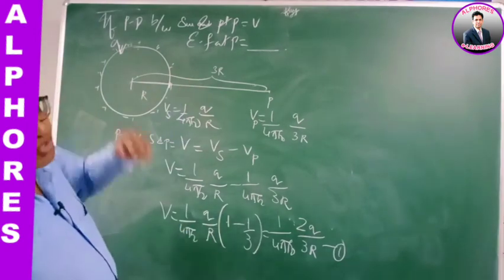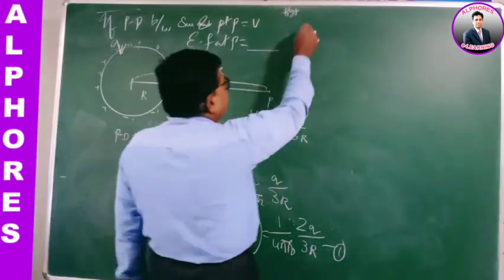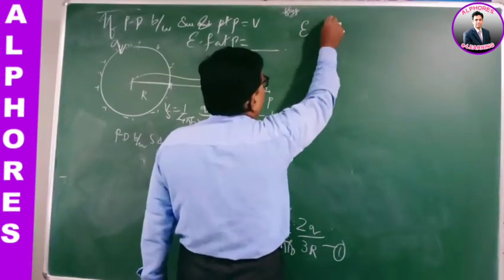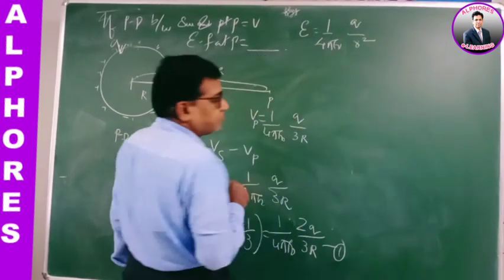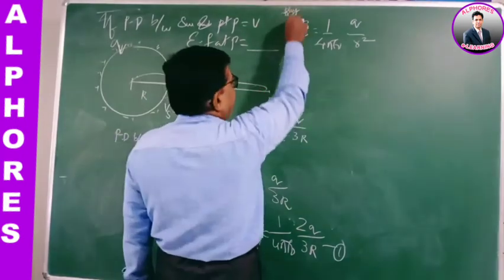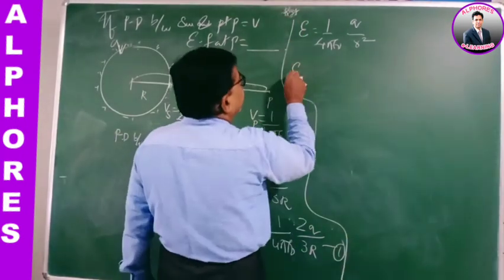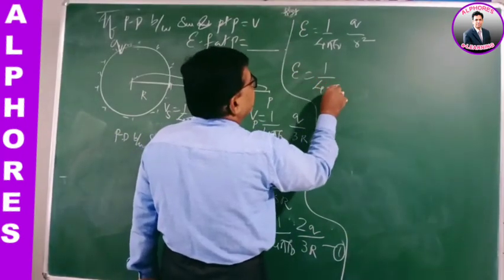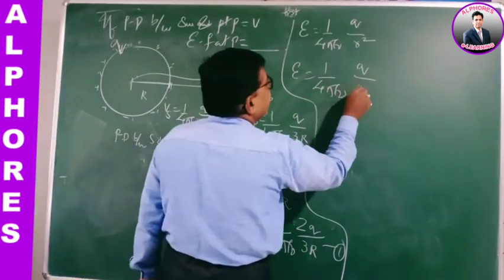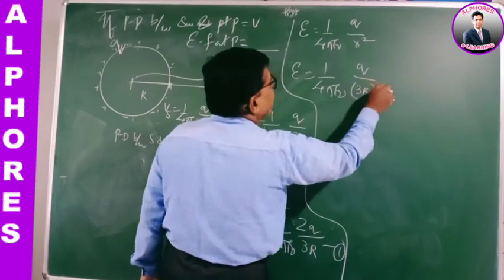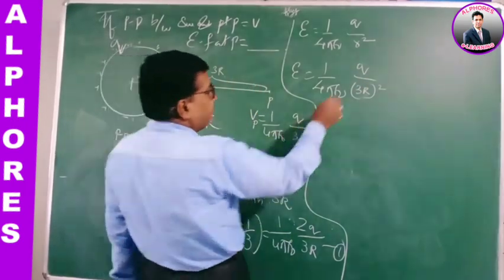But this time he has asked to find the electric field at point P. We know the electric field at any outside point is 1 by 4 pi epsilon q by r square. So the electric field at the outside point, E, is 1 by 4 pi epsilon naught charge q by the distance of the point, which is 3r, whole square. This is equation 2.